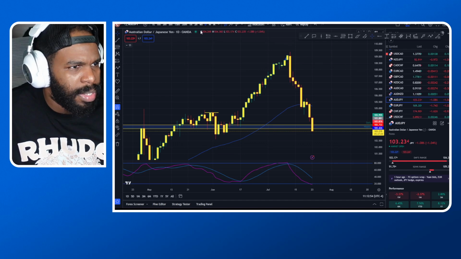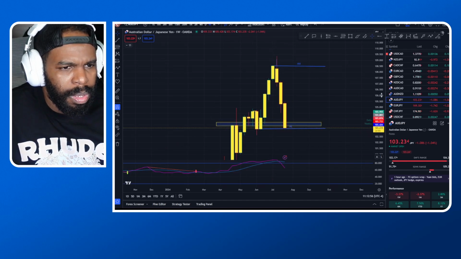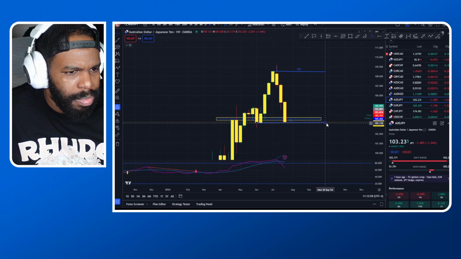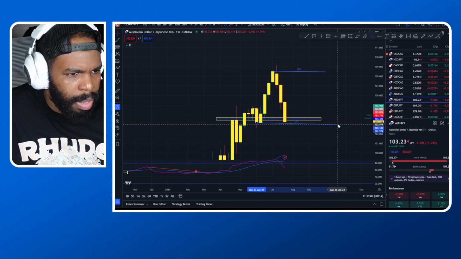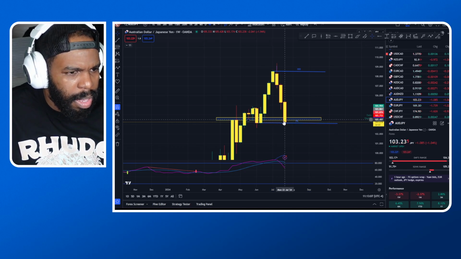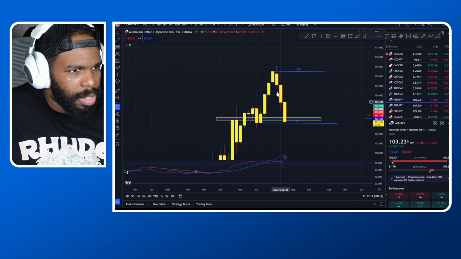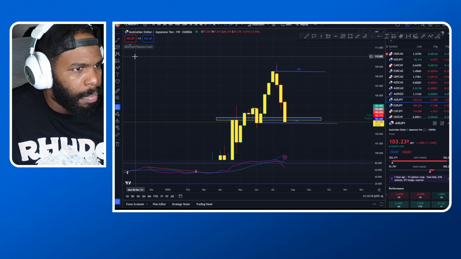AUD/JPY, let's see where this is at. So I got my higher low here on the weekly. If price breaks this level, then we're definitely bearish on the weekly. But right now, at the moment, we're still bullish on the weekly chart. So same thing with this.